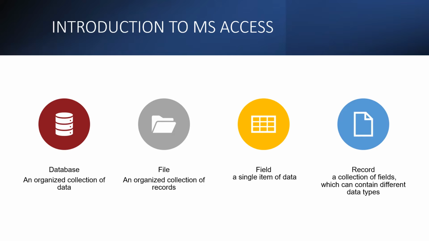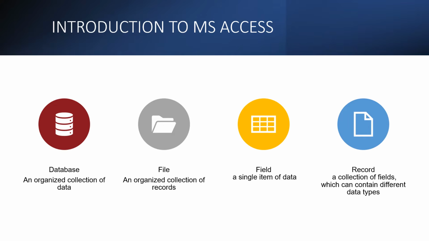So, what is a database? A database is an organized collection of data. Next is database program. Now, a database program is software which stores and retrieves data in a structured way. A file is an organized collection of records, and a file can have one or more tables within it.